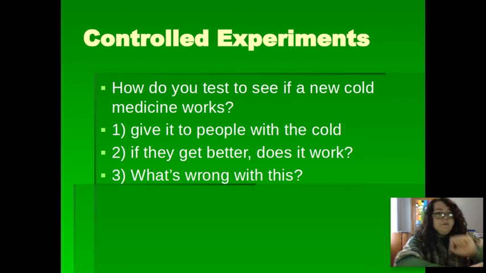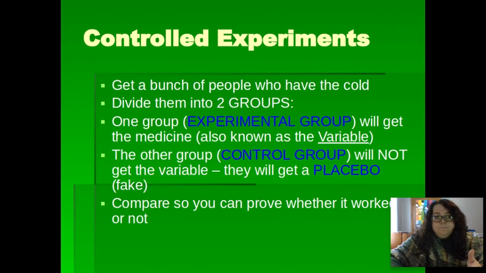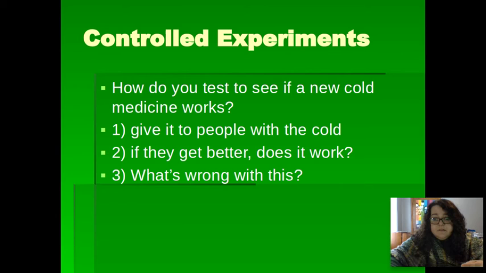So, a controlled experiment. It's important to know what these are. So, the example that we're going to use for the next couple slides is people with a cold. So, how do you test to see if a new cold medicine works? You give it to people with a cold. If they get better, it works. But it's not necessarily that simple because people are different. People's colds are different. They could have different colds. Like, it's not all the same. Or they could just get better because it wasn't really a cold, or they have a really strong immune system.